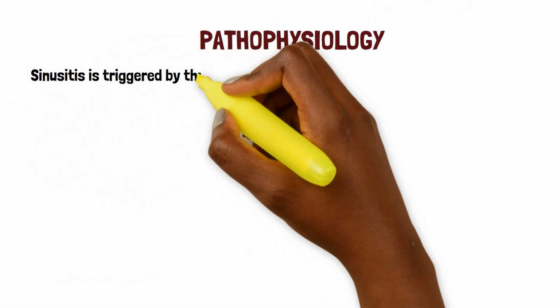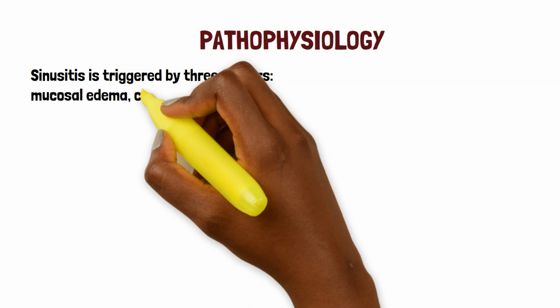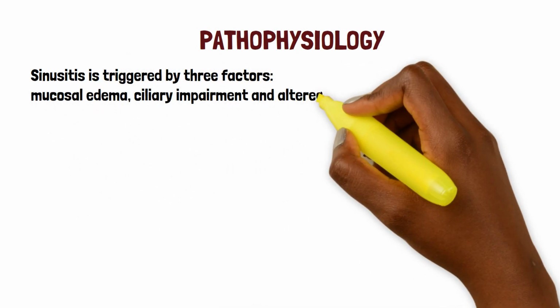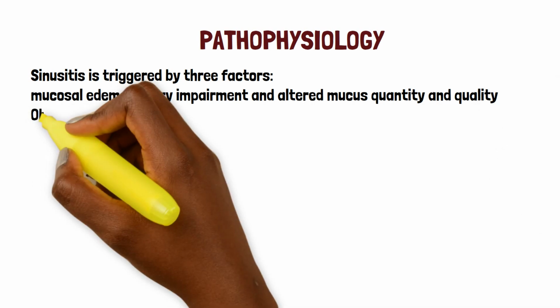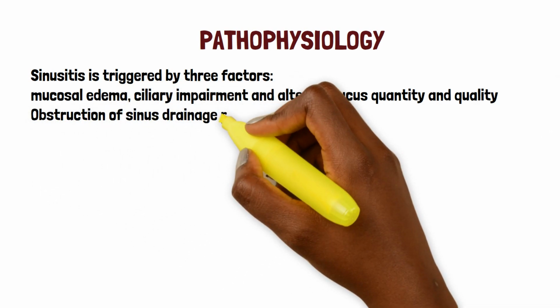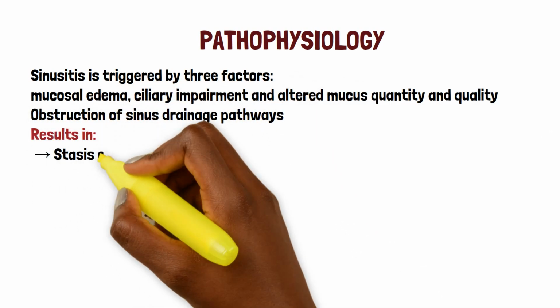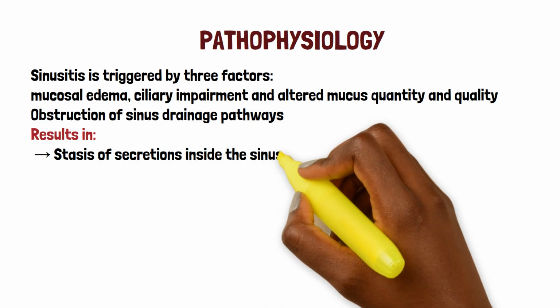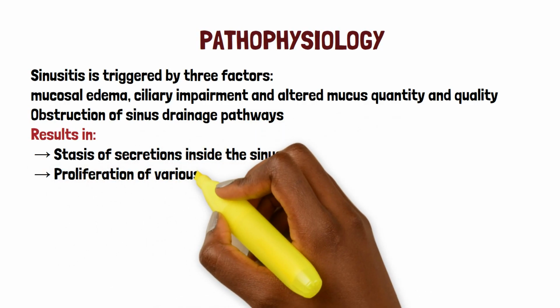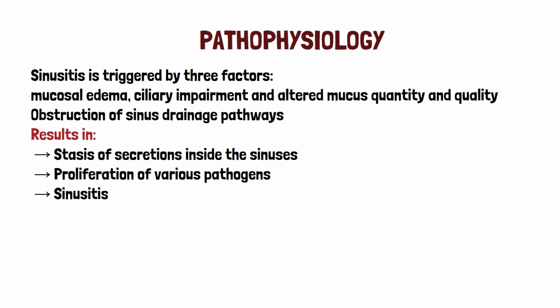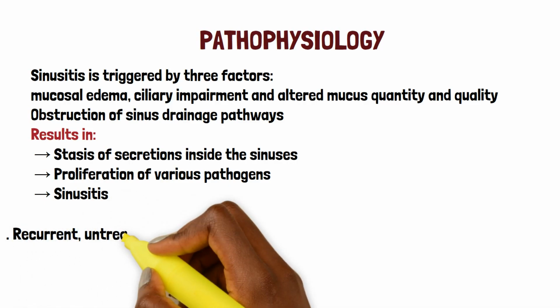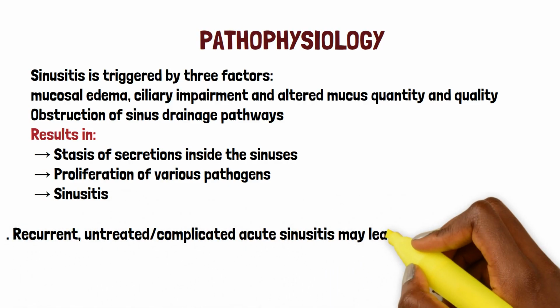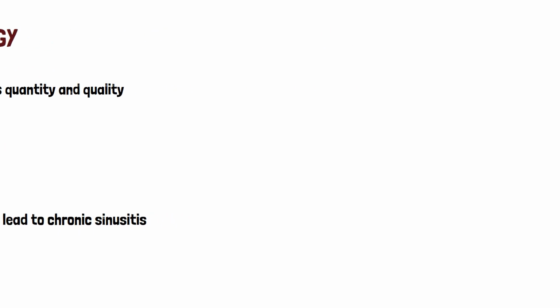The pathophysiology. Sinusitis is triggered by 3 factors: mucosal edema, ciliary impairment, and altered mucus quantity and quality. This causes obstruction of sinus drainage pathways and results in stasis of secretion inside the sinuses, proliferation of various pathogens, and sinusitis. Recurrent, untreated or complicated acute sinusitis may lead to chronic sinusitis.